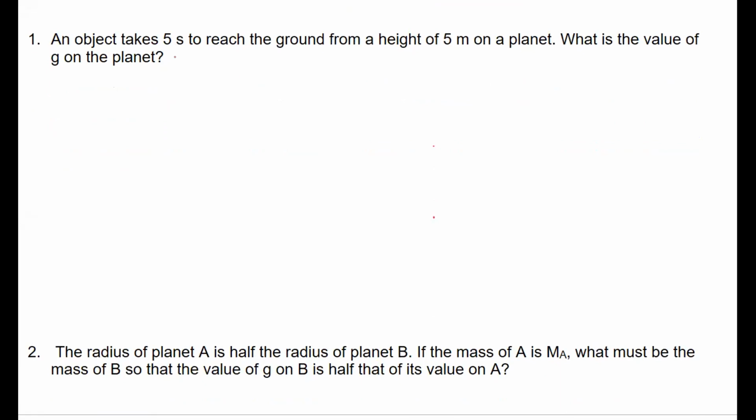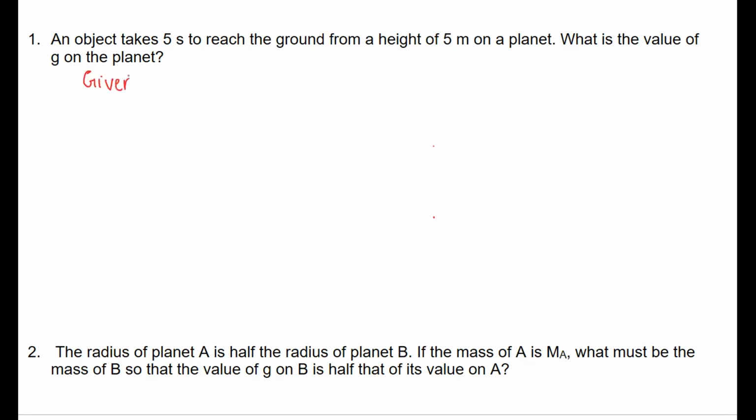An object takes 5 seconds to reach the ground from a height of 5 meters on a planet. What is the value of g on the planet? So an object is at a height of 5 meters and it takes 5 seconds to reach the ground. We want to find out acceleration due to gravity on the planet. So the first step is you have to read the question and write what is given.